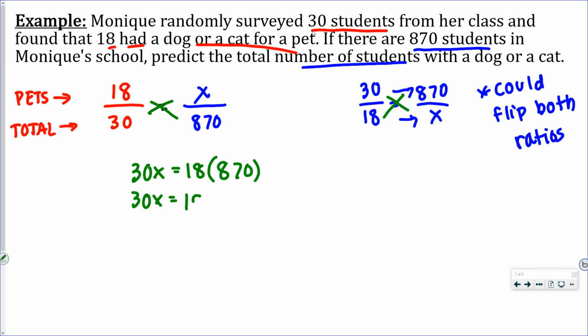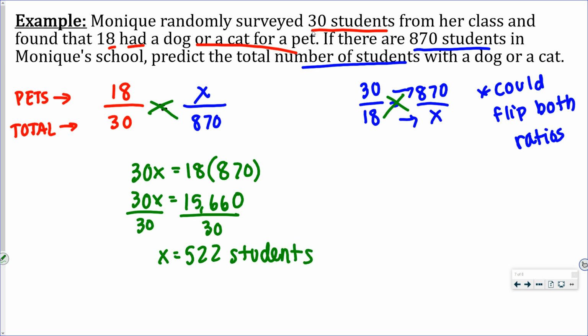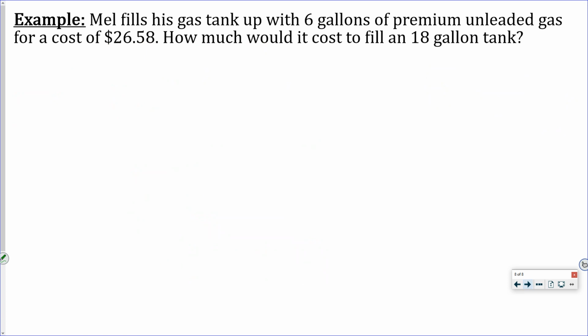So 18 times 870 is 15,660. Divided by 30. I'm predicting 522 students based upon what I surveyed in my small sample of students, making predictions about the entire population of the school. Now my answer makes sense. I mean, you could even go to, it's a little over half of the people in the class have pets. So it should be a little bit over half of our total student body should have pets as well. You can even do percentages, all that good stuff, but we don't need to do that. One more.